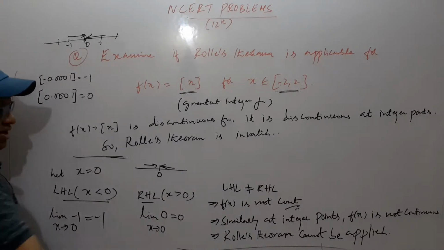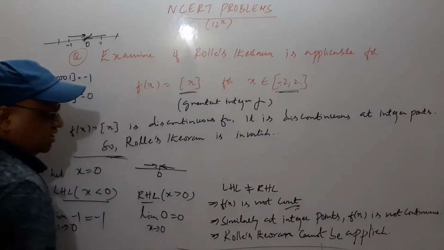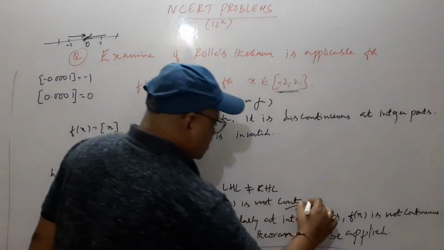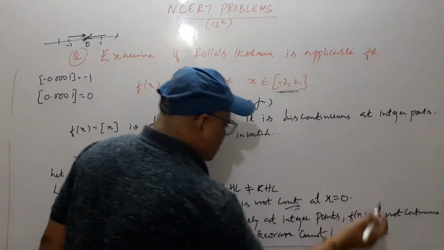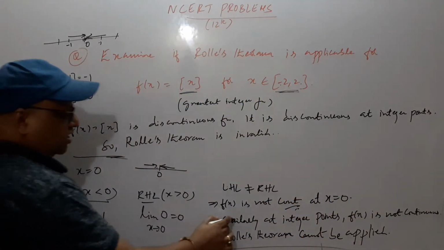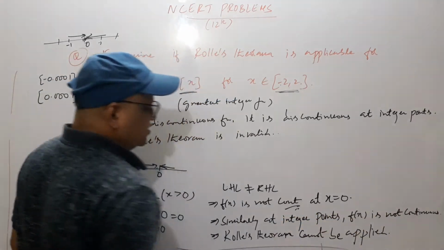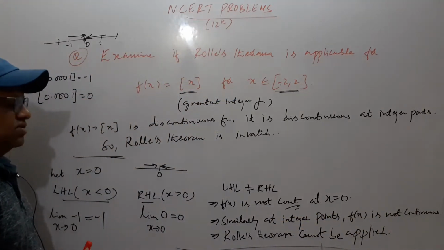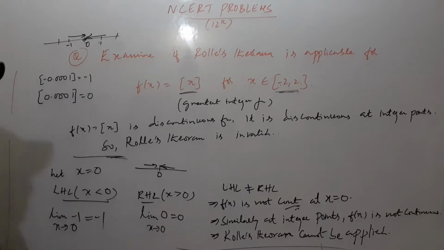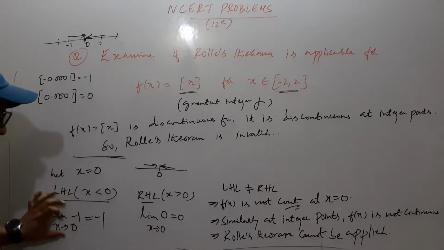So we can write left hand side not equal to right hand side. Function is not continuous at x equal to 0. Similarly, at other integer points also f of x is not continuous. Rolle's theorem cannot be applied. Understand this. This is important.